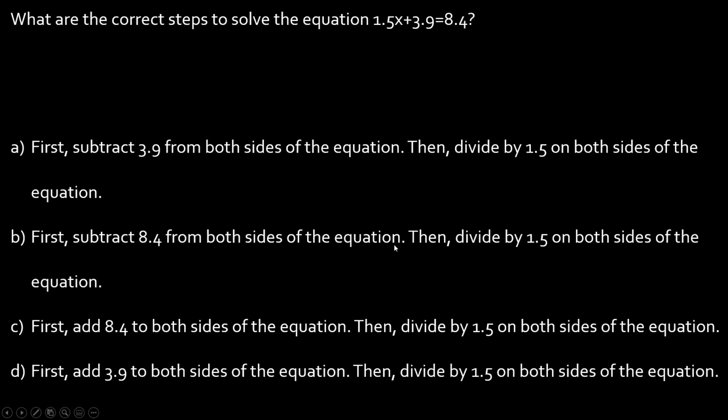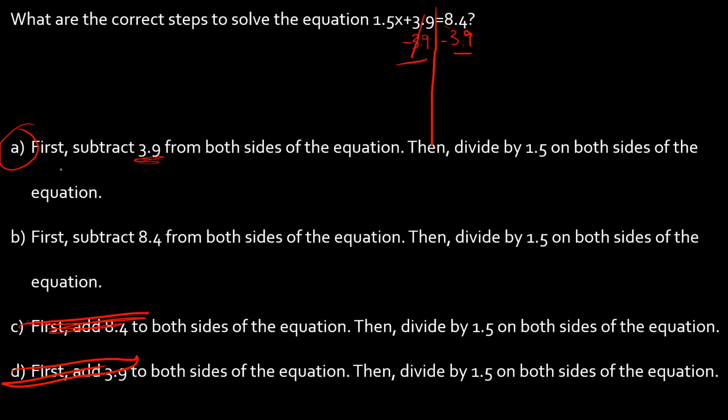Okay. So here's our first question from workbook 5.1. It says, what are the correct steps to solve the equation 1.5x plus 3.9 equals 8.4? Well, if we think back to what we did on the previous slide, I want to work furthest away from the variable first, which means this 3.9 I want to get rid of first. And I see a plus sign in front, which means I need to do the opposite, which is subtracting 3.9 from both sides. Okay, so these down here that say we're adding, I'm going to cross out because I know I need to subtract, and I'm subtracting 3.9 from both sides.